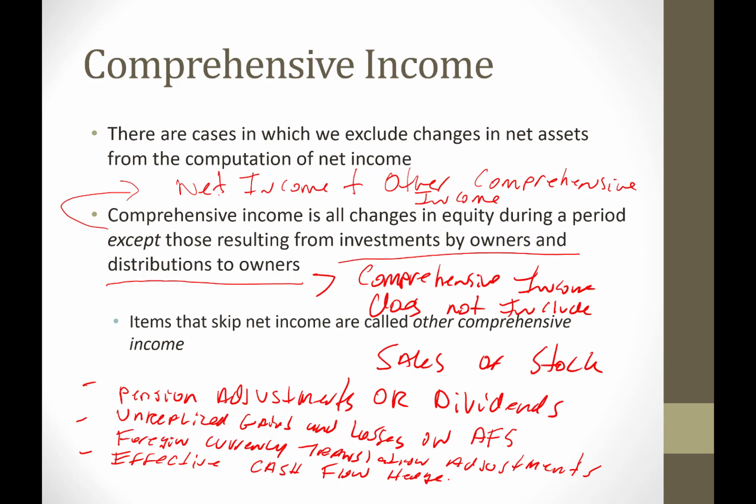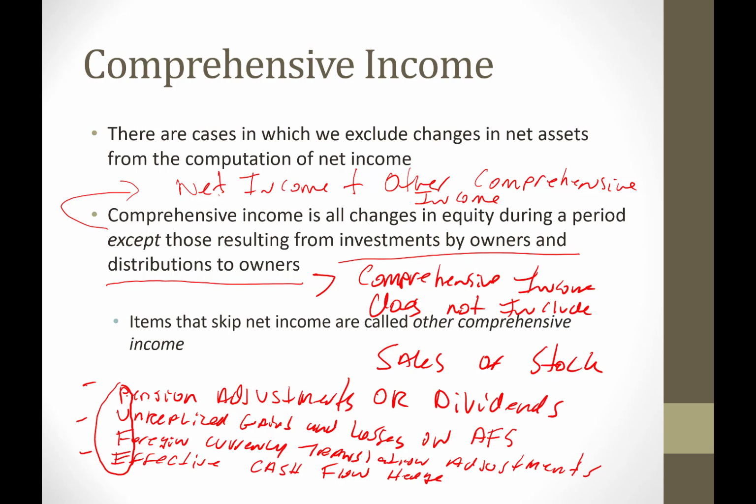Now, I wrote them in that order for a reason, because you can remember those by remembering PUFE, Puffy. Pension, unrealized holding gains and losses, foreign currency translation, effective cash flow hedge. So a lot is going on here, guys, and it gets a little bit complicated in how you remember it, but you wanted to be accountants, right?